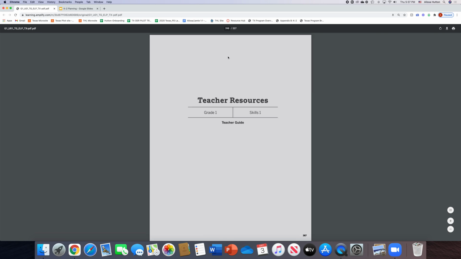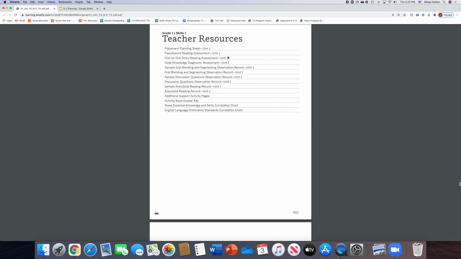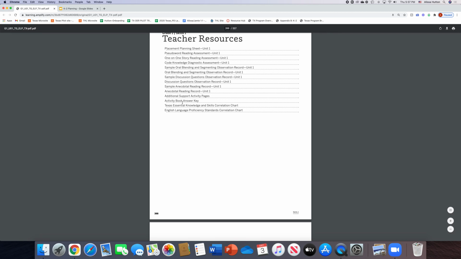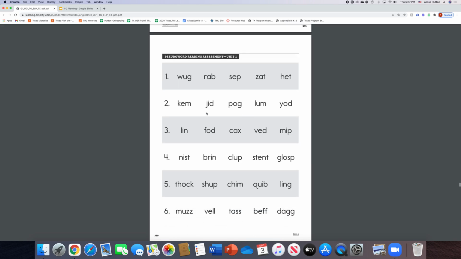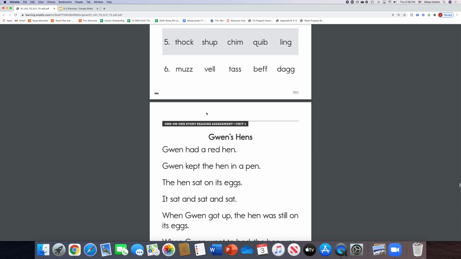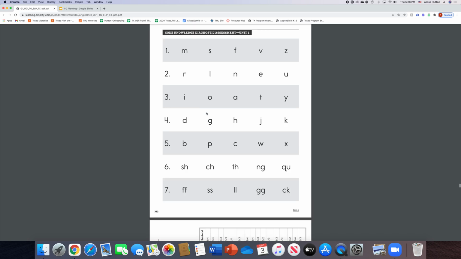As soon as you get to this section in your teacher guide, you will notice that there are several resources available to you. In this particular unit, you'll notice there are planning sheets, assessments, observation records, anecdotal records, additional activity pages, the activity book answer key, a TEKS correlation chart, and an ALPS correlation chart. It's very important that you spend time scrolling through all of these different resources to determine which ones you want to have access to or set aside as you move through this unit of study.